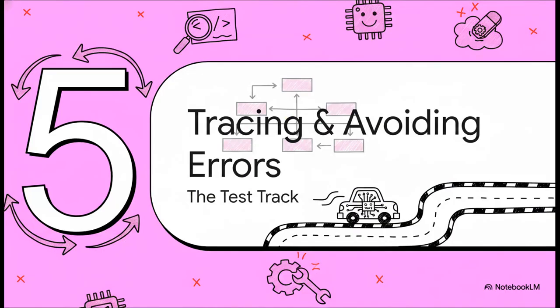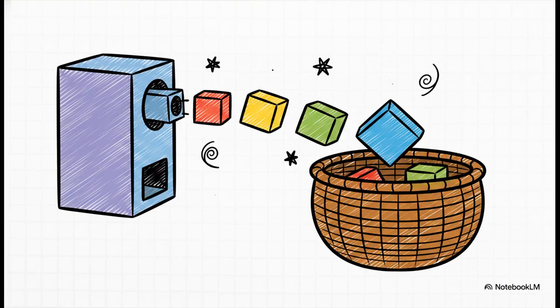Section 5. Tracing and avoiding errors, the test track. Look, knowing how to write a loop is really only half the battle. The other half is actually making sure it works right. We have to take our coding engine to the test track by tracing the code. This lets us see exactly how variables change and helps us avoid catastrophic program failures. Let's look at this tracing example.